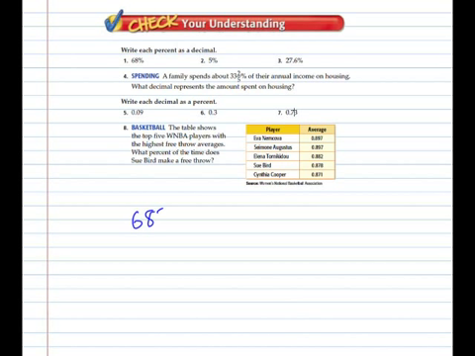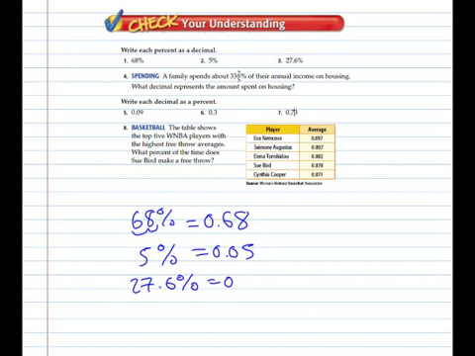68% as a decimal. Well, I'm going to use my P to D. P to D means I'm going from right to left. So this becomes 1, 2, 0.68. 5%, 2 places to the left, 0.05. 27.6%. P to D, 0.276. 0.76 as a decimal.